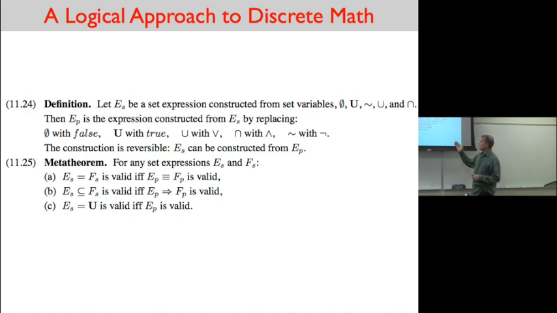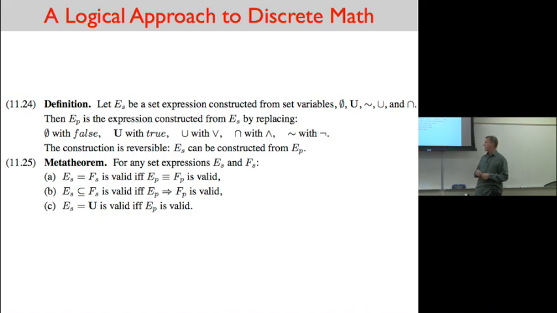11.24 says, let E sub s be a set expression constructed from set variables, the empty set, the universe, complement, union, and intersection. So that capital E is an expression of sets with those operators. Then E sub p is the expression constructed from E sub s by making these replacements. Everywhere there's the empty set, you replace that with false. Everywhere there's the universe, you replace that with true. Everywhere there's union, you replace that with or. Everywhere there's intersection, you replace that with and. And everywhere there's a complement, you replace that with not.